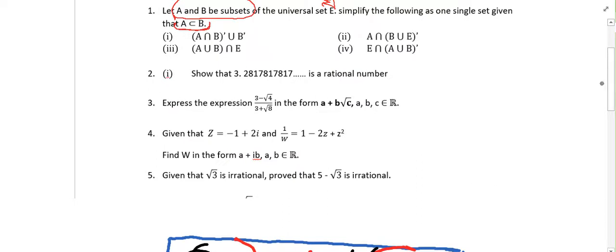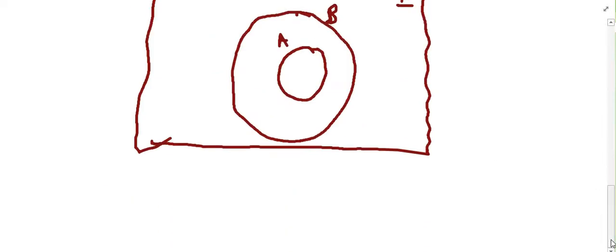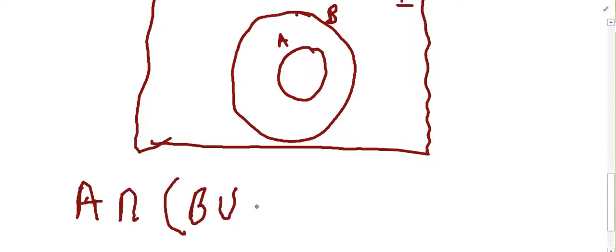So you go back to the question, which is A intersection B union E complement. Okay, so the question is simple and straightforward. So the question is A intersection open bracket B union E close bracket complement. Okay, there we go. Wow, I really love this question.